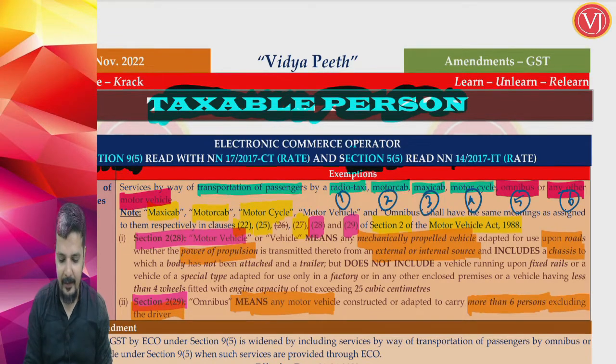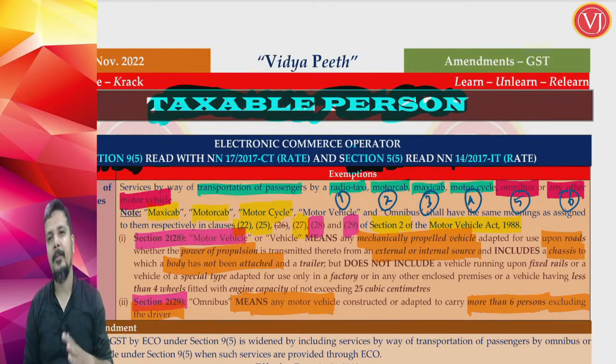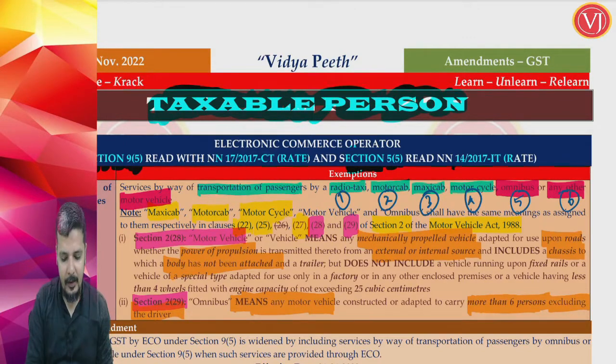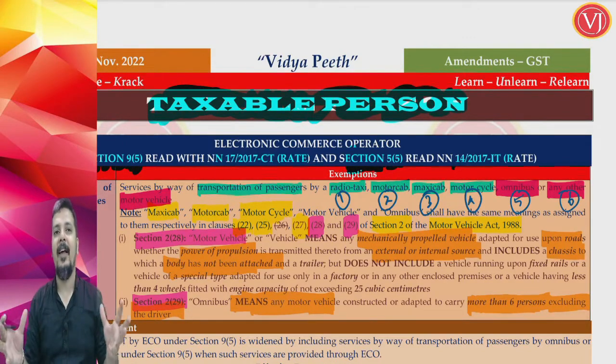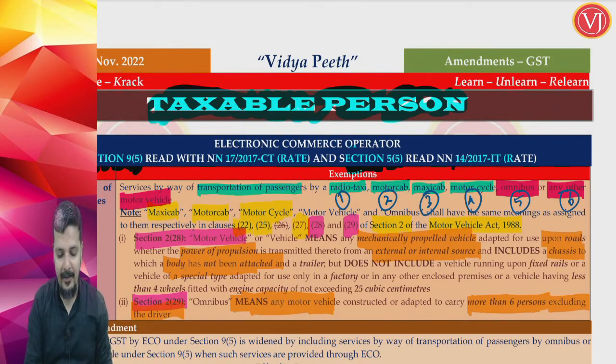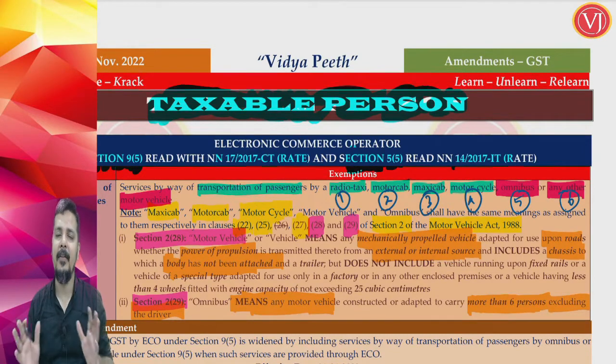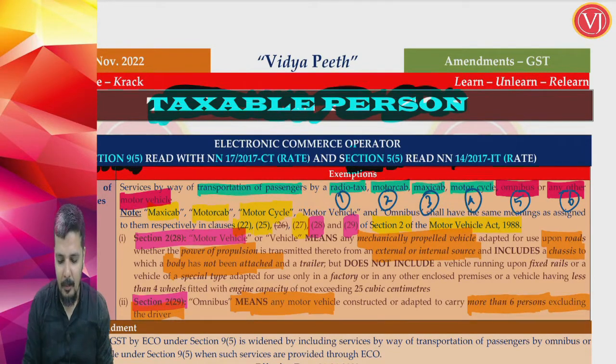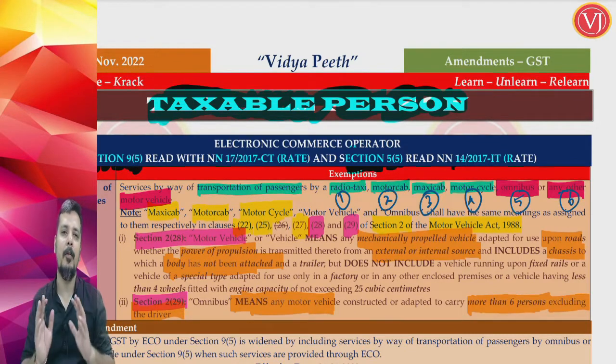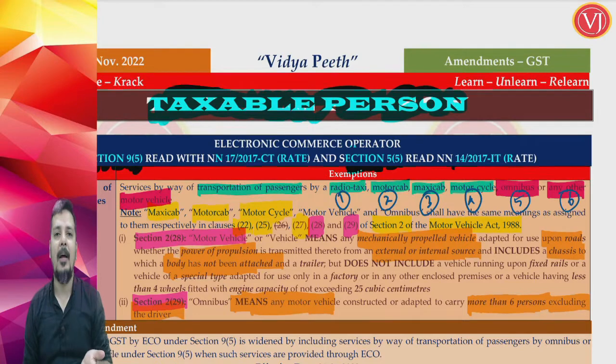It includes a chassis to which a body has not been attached. For this particular section 9.5, it is not relevant, but it is trying to tell that the chassis, the outer body, is covered without the exact assembling being done. So even the chassis, the main portion of the vehicle, is covered within the definition of motor vehicle. Not so important when you're seeing section 9.5, section 5.5, because when you're talking about passenger transportation services, it cannot happen on a chassis. Obviously, the entire vehicle should be ready.